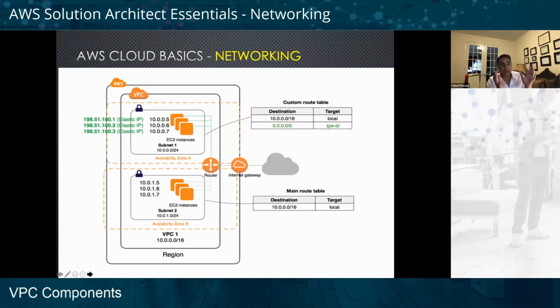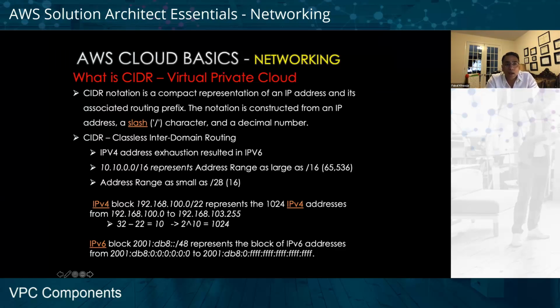Okay, so these are the components, right? You have the VPC, you have the subnets, you have your router, which basically has the routing table and determines that. And then you have the internet gateway, which is basically exposing all the traffic to and fro from the internet.